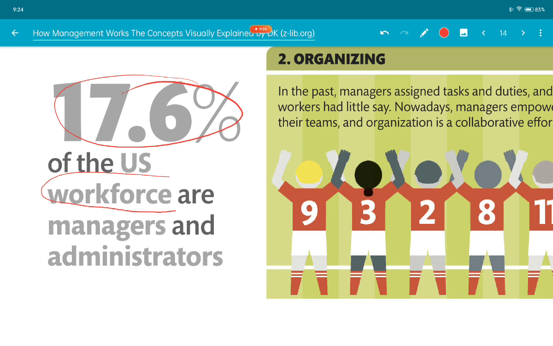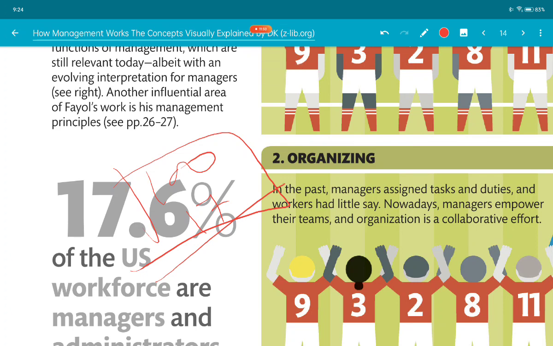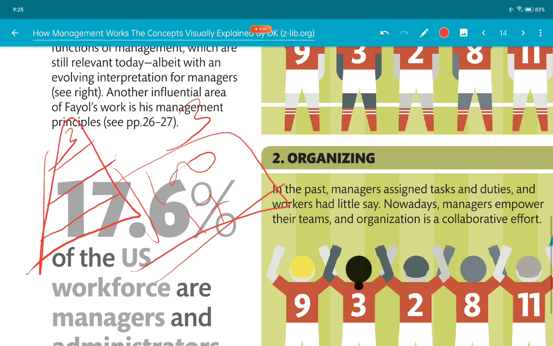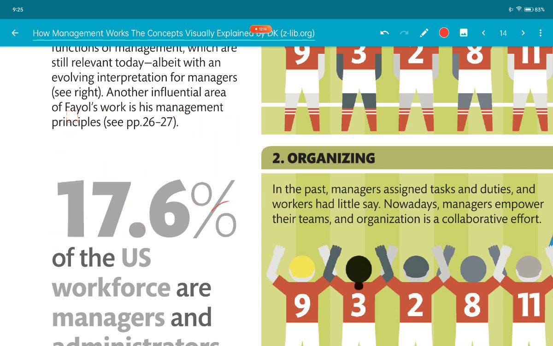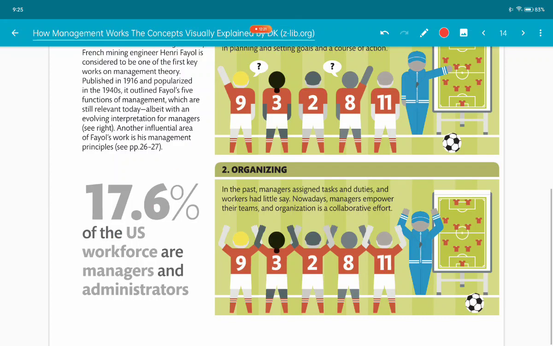17.6% of the US workforce are managers and administrators. Out of 117 people, maybe the top 3 are in the highest positions, at the top of the pyramid. This is maybe your CEOs, then CFOs, then managers, different managers like sales managers, then there are support workers or laborers under that also. So there is a hierarchy level. Almost 18% on average are managers.